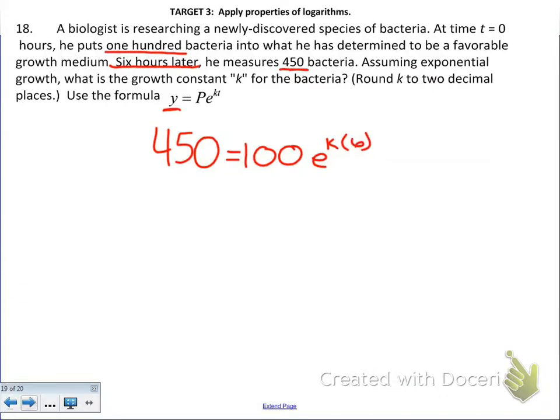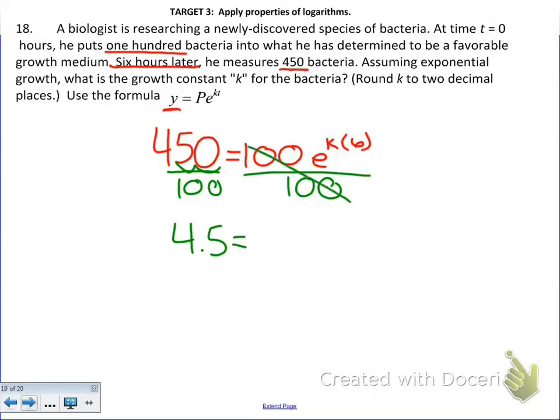Okay, so we need to get our e by itself. We are going to divide both sides by 100. So 450 divided by 100. Do not use a calculator. This is another power of 10. There is no reason to use your calculators. You're dividing by 100, so you move the decimal over 2 places. So it's 4.5. Equals, on the right-hand side, we're left with e to the 6k.